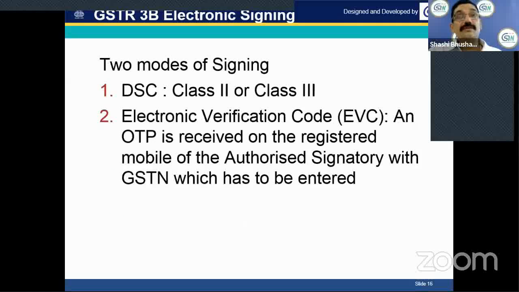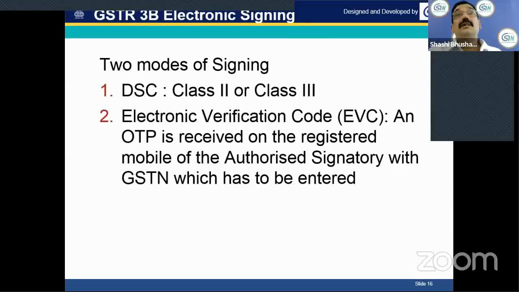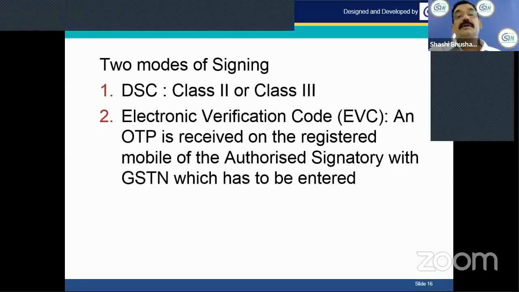Now, there are two ways in which a taxpayer can sign this electronically furnished 3B. One way in which he can sign is by applying a DSC. Now, DSC is mandatory for all the taxpayers who are companies or registered under the Companies Act, and all other taxpayers can file through electronic verification.